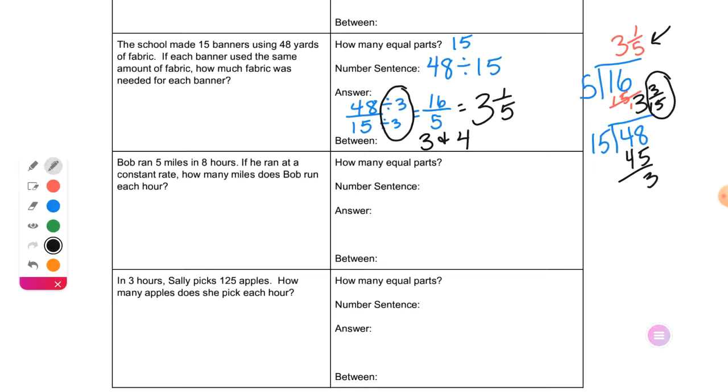Okay, next one. This is a problem where if you're looking for a total, sometimes it's confusing because he ran a total of 5 miles in a total of 8 hours. So this is one where the second strategy will be more beneficial. Who thinks they know the number sentence? Lena? 5 divided by 8. Yes, because he ran 5 miles in 8 hours, and it wants to know how many miles does he run each hour. So 5 divided by 8 is correct.